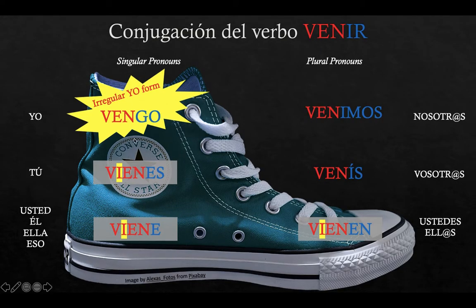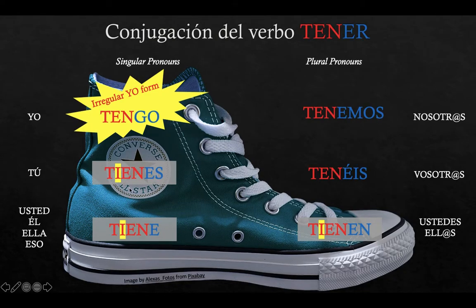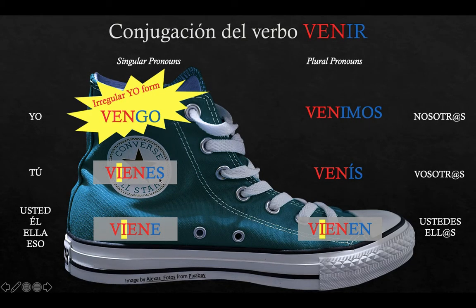Now vengo, then vienes, viene, and then for ustedes, ellos y ellas, vienen, which is the inside-the-shoe conjugation. We have the stem change. It means we add an I between the V and the E on the stem. And the same thing happens here: we add an I between the T and the E in tener. It works the same.